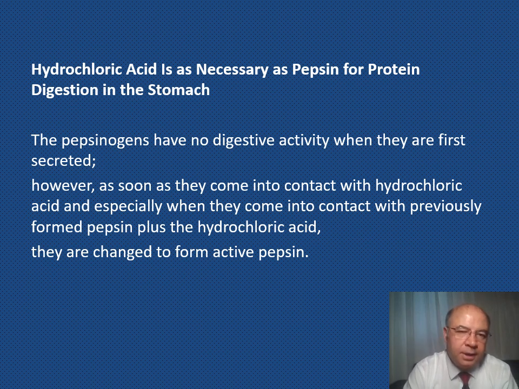Hydrochloric acid is as necessary as pepsin for protein digestion in the stomach. The pepsinogens have no digestive activity when they are first secreted. However, as soon as they come into contact with hydrochloric acid, and especially when they come into contact with previously formed pepsin plus the hydrochloric acid, they are changed to form active pepsin.